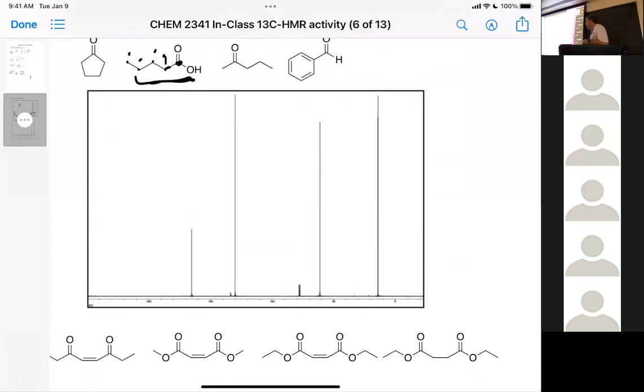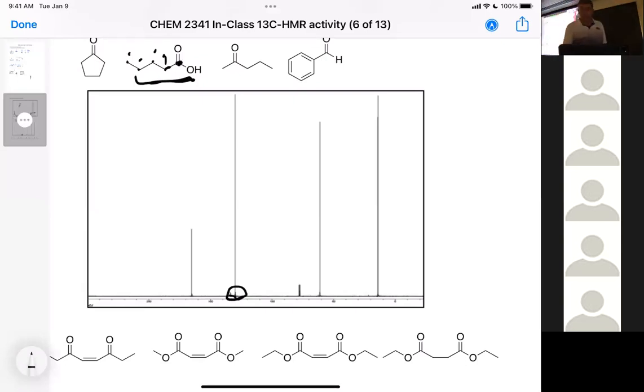Okay, so now we have a new one. And again, we have our 150 and 200 here. So it's between 150 and 250. So that means we have a carboxylic acid or an ester or something. We have a carbonyl, but it's not an aldehyde or a ketone. Okay, and we also have a peak here between 100 and 150. What's that? It's probably an alkene. Exactly, it's an alkene.